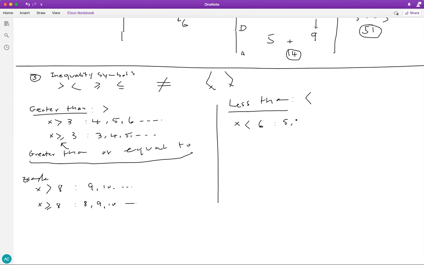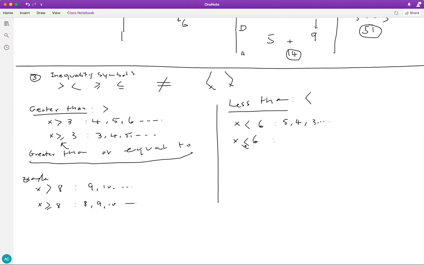4. That's right. So we go down with less than. A number that's less than 6 is 5. Anything less than that is also fine, 3, and so on. What if I said give me numbers x that are less than or equal to 6? What's the first whole number you would give me? 6. 6 itself. So x less than or equal to 6.